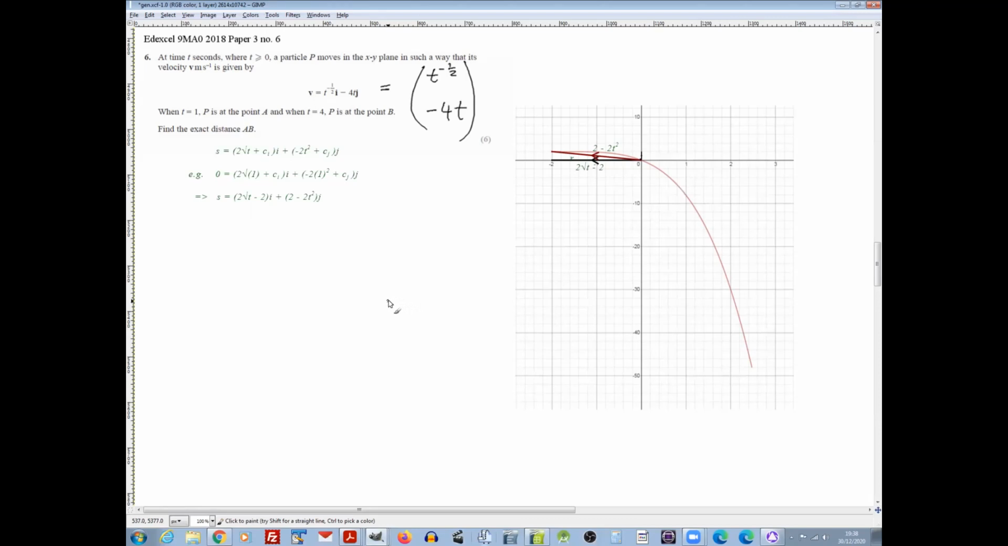Anyway, at time t seconds, so at every time t, its velocity is given by t to the power of minus a half horizontally east and minus 4t vertically north. And then they're asking us to find a distance.